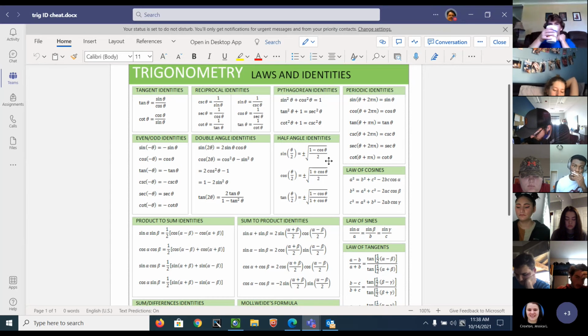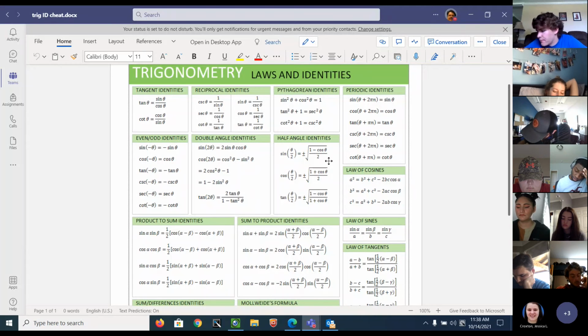So the sine of theta over 2 is equal to positive or negative square root of 1 minus cosine theta over 2. We could actually square both of these. This is the way some people do it. You could square both of these and get rid of the radical, and that's fine.